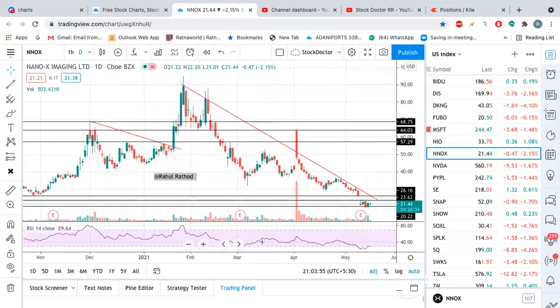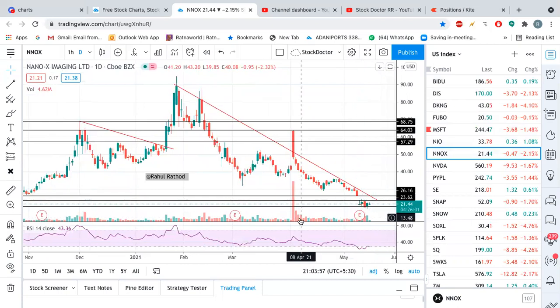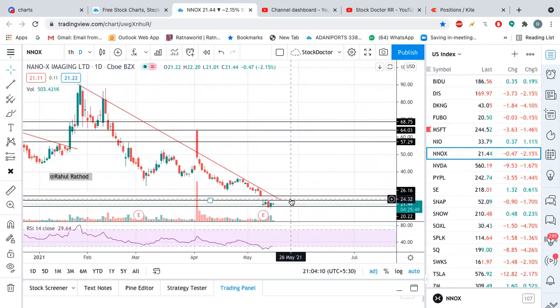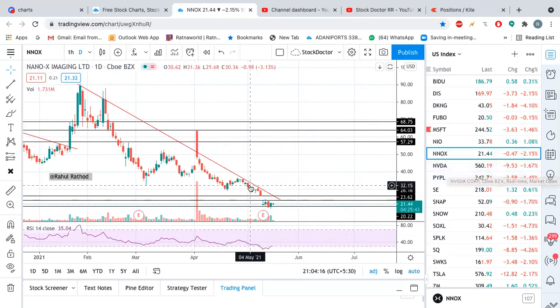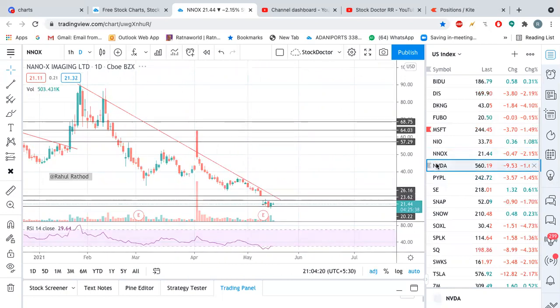So keep in mind that it is trading near the IPO price. So definitely the support would be $19 on the closing basis, and RSI is extremely oversold. So it should give a technical bounce from here. But the disclaimer is that I am not going to trade in this stock.